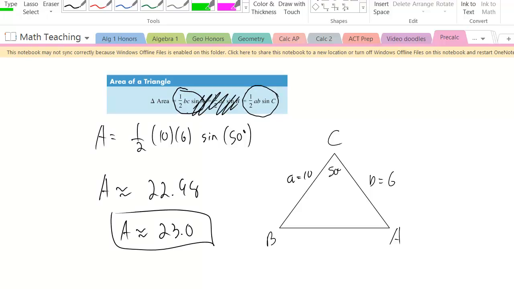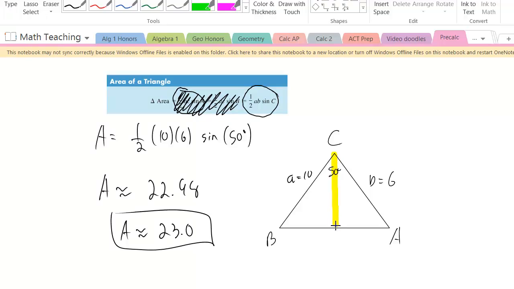I memorized this version of it when I was in school, or when I was teaching geometry. This is the one I'm most familiar with. But you just do 1/2 of the side times the other side times the sine of the angle. And there's a reason why it works out that way. I'll show you why. Okay.